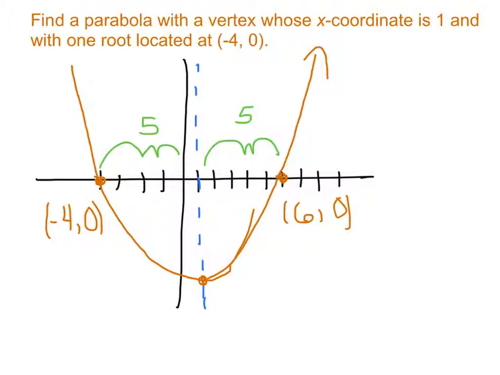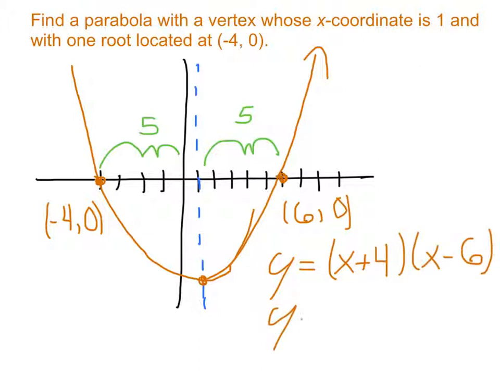And now I can reverse engineer a quadratic equation that would work. So I can write out y equals x plus 4 times x minus 6. And if I wanted to, I could go ahead and FOIL that out. I certainly don't have to. And so I have found a parabola whose root is at -4, comma 0, and the equation that represents a parabola with a vertex whose x-coordinate is 1. So we didn't really have to do that much algebra. We just had to use the fact that the parabolas are symmetrical. So with this problem, we will conclude this video.